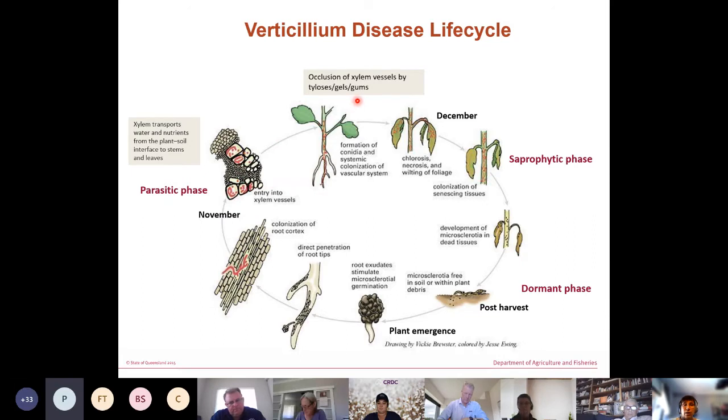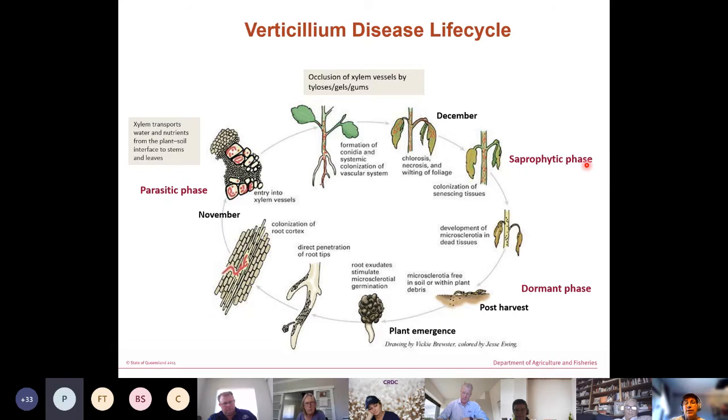Because of this colonisation, the plant's response tries to block that colonisation, and that's why you get plant wilting, because there are all these tyloses and gels and gums being produced by the plant to say, hey, I'm trying to stop you invading me. So that's when the plants start to wilt and you get chlorosis and necrosis as the pathogen starts to colonise. Eventually then you start getting death.